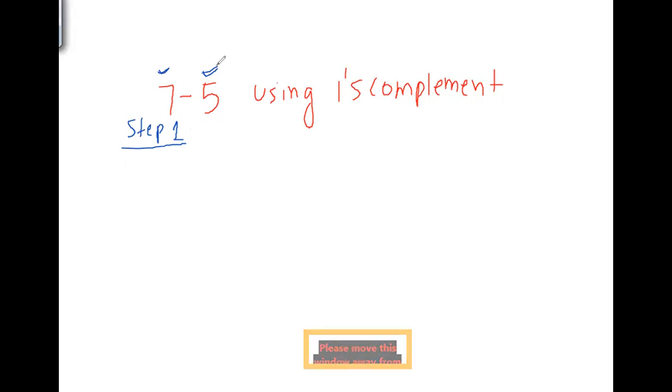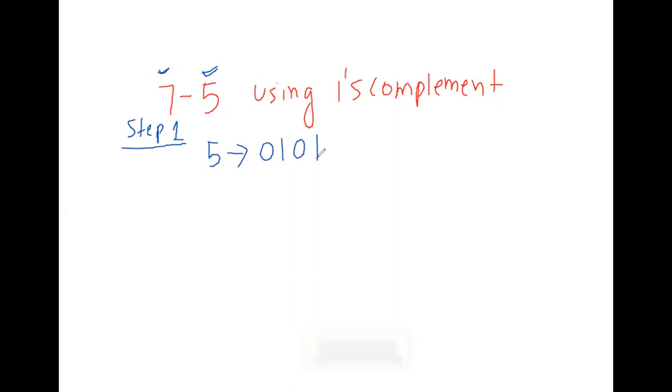In step 1, you have to find the ones complement of the second number. What is the second number? The second number is 5. Already we discussed that the ones complement of any number is the negative number. Yes or no? So if we take the ones complement of 5, it will be minus 5. So what is 5? 5 is 0101.